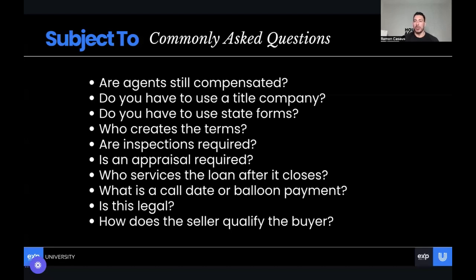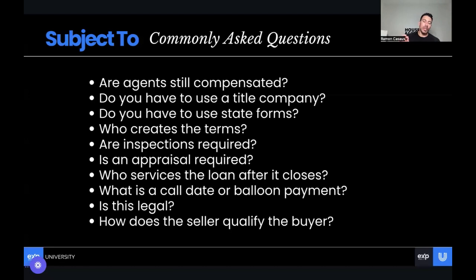Who creates the terms? The terms, again, are created by the buyer and the seller. It's all negotiable. However, in subject to transactions, you have to have a mortgage. If there's no mortgage, then you can't do a seller financing. Excuse me, you can't do a subject to transaction. It doesn't work. There has to be debt in order for it to be a subject to. The only term you're not going to see negotiated too much is that the monthly payment has to get made. At minimum, one of the main terms of the deal is that the monthly payment is going to be taken over and made on behalf of the seller by the buyer.